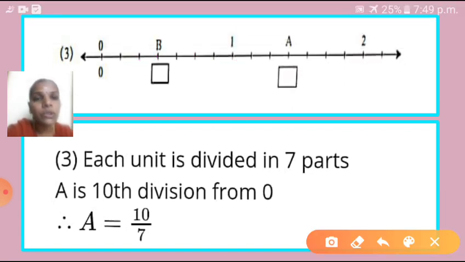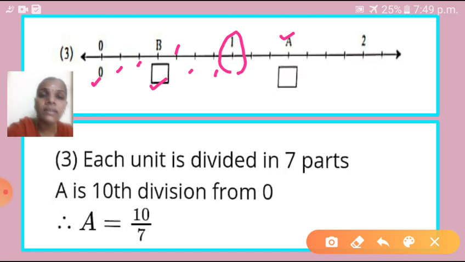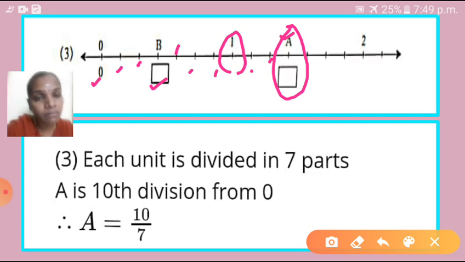Yes, this is 0 upon 7, 1 upon 7, 2 upon 7. B is what? Yes, B is 3 upon 7. Here A is here. So B, what is your answer? 3 upon 7. And here 4 upon 7, 5, 6, here 7 upon 7, that is 1. Next one is 8 upon 7. Next one is 9 upon 7. After 9 which number will come? Very good, 10.